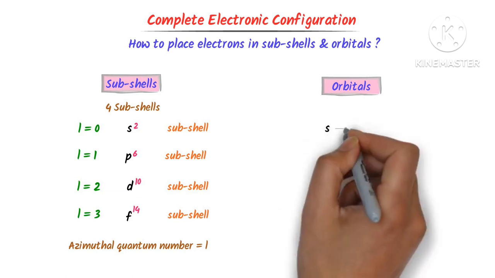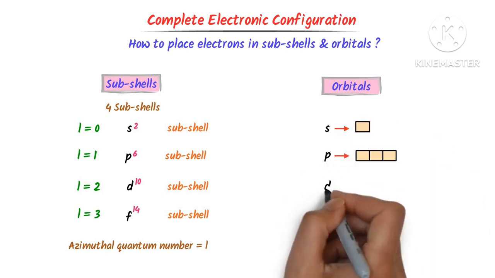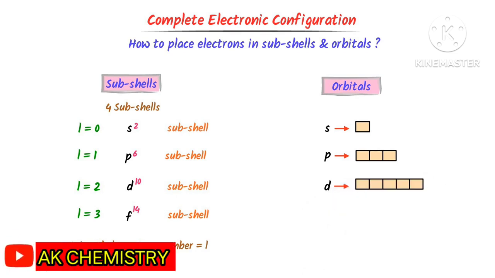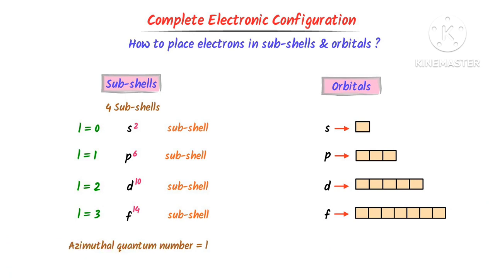On the other hand, every subshell has degenerate orbitals. For example, S subshell has 1 degenerate orbital, P subshell has 3 degenerate orbitals, D subshell has 5 degenerate orbitals, and F subshell has 7 degenerate orbitals. The simple trick is to divide the number of electrons of subshell by 2, and you will get the number of orbitals. For example, dividing 2 electrons by 2, we get 1 orbital. 6 electrons by 2, we get 3 orbitals. 10 electrons by 2, we get 5 orbitals. 14 electrons by 2, we get 7 orbitals.